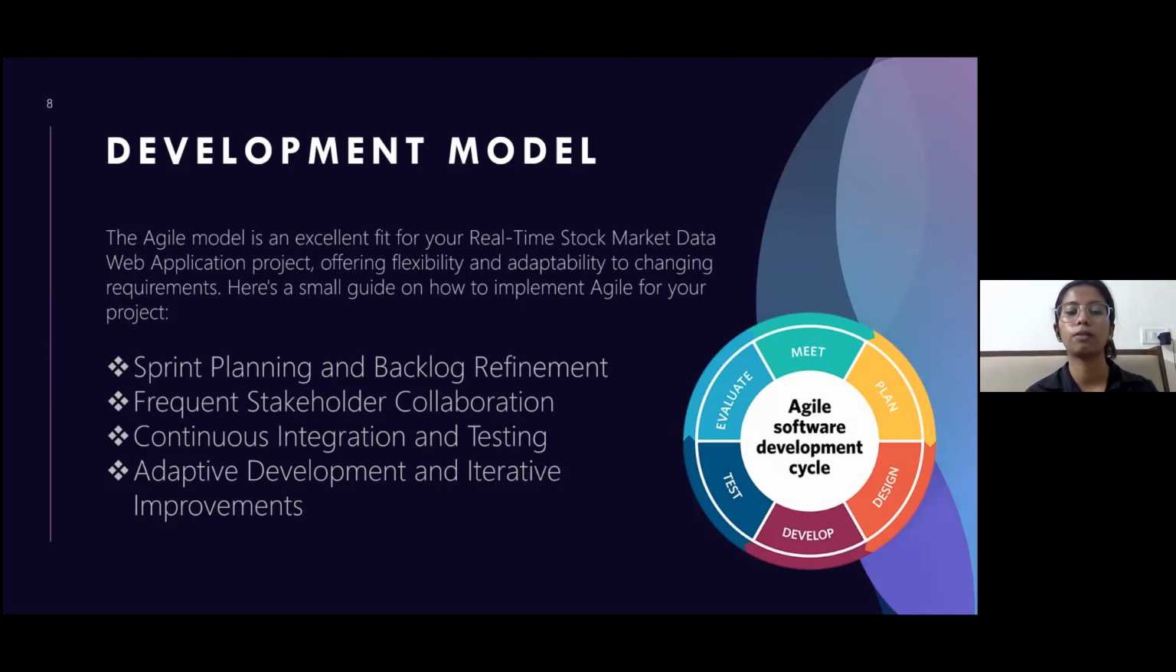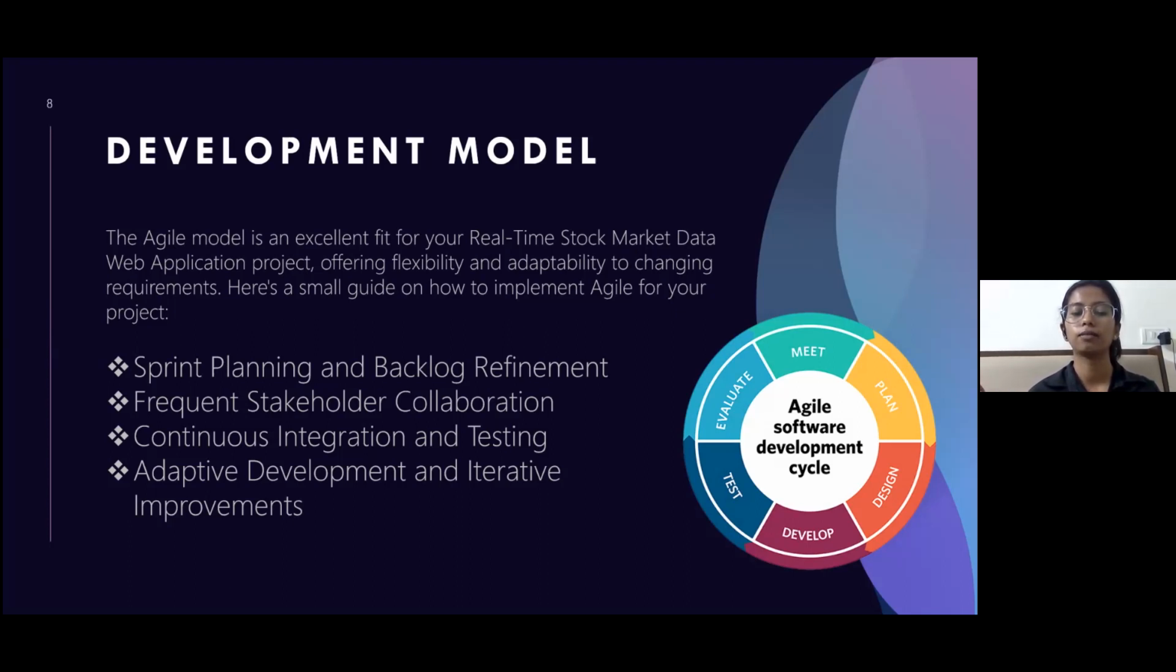Then we have adaptive development and iterative improvements. Think of it as making pancakes. You get better with each flip. Agile allows us to make changes as we go, adapting to new information and insight. It's like refining the recipe for success with every iteration.